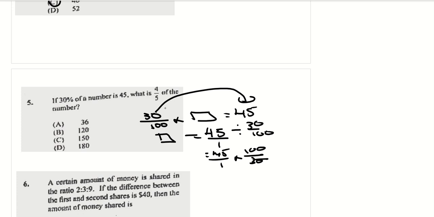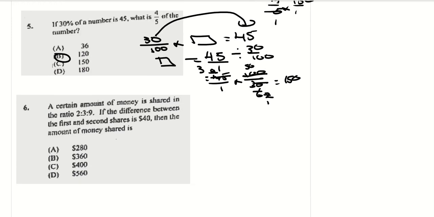We know that 5 could go into 30 6 times, 5 could go into 45 9 times, 3 could go into 6 2 times, 3 could go into 9 3 times, 2 into 2 1, 2 into 100 50, 5 3s are 15. So the number is 150. So they want to know what is 4/5 of 150. So 4/5 of 150 over 1. 5 into 150 is 30. 4 by 30 is 120. So the answer is B. Alright, so that is how you would have done this question.